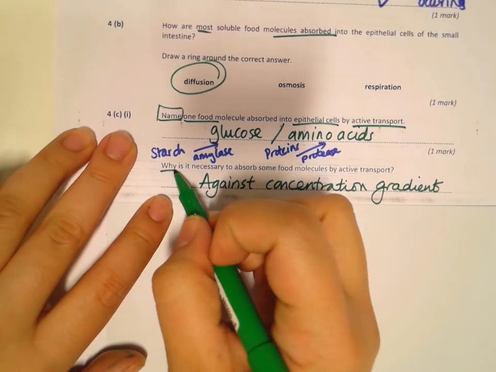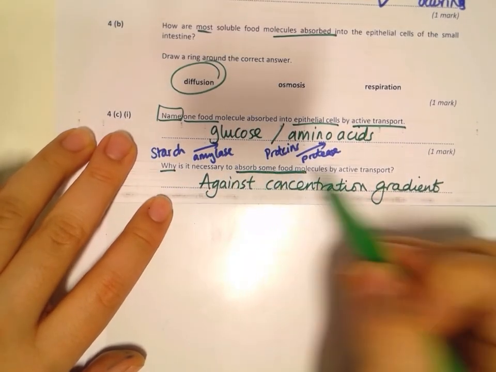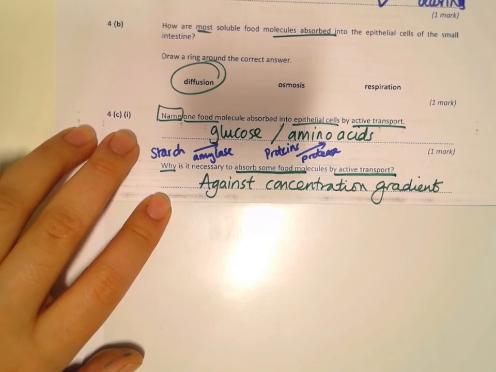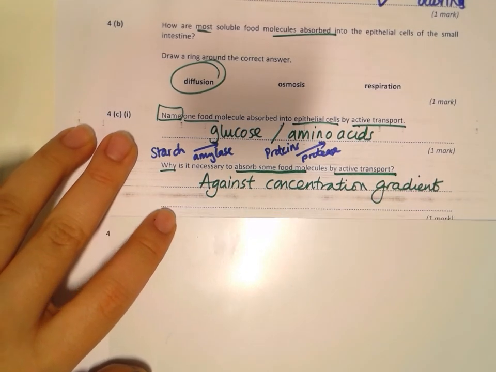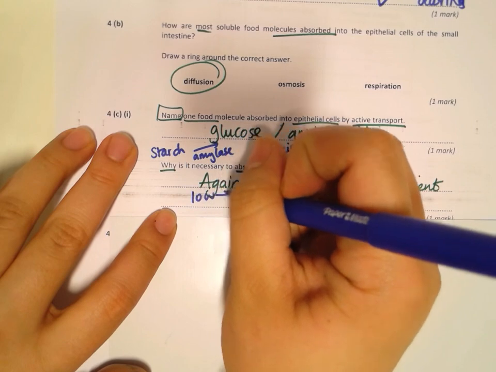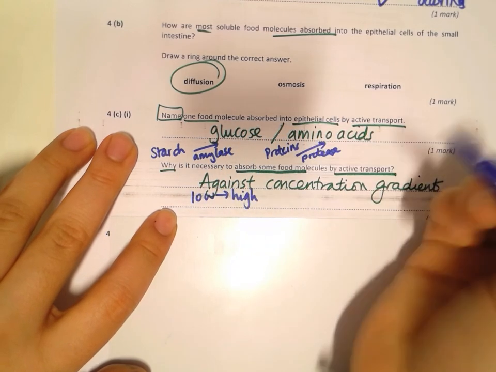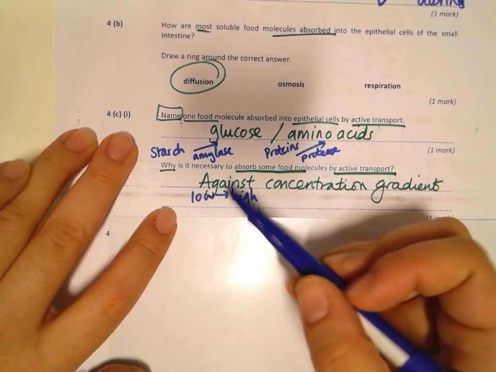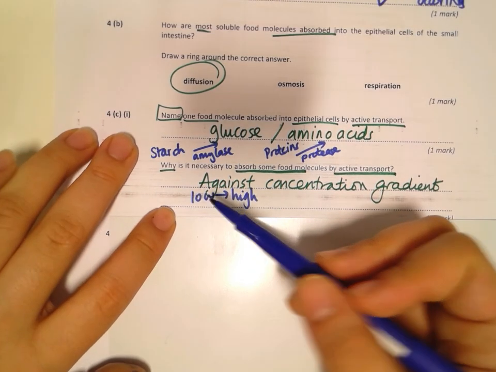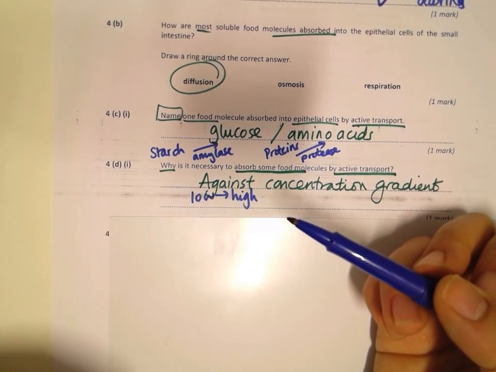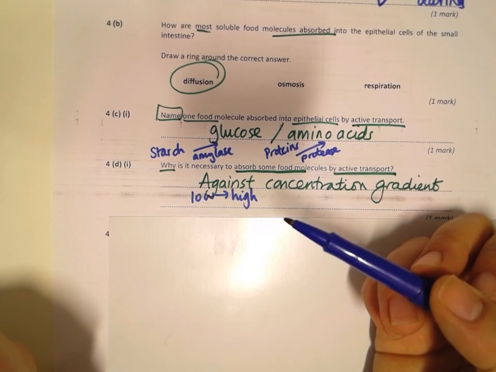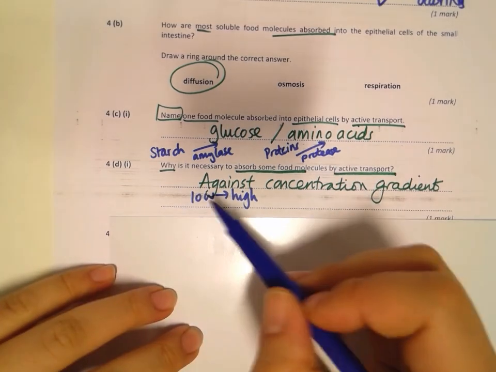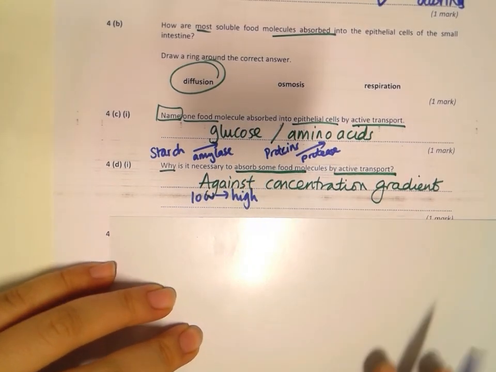And why is it necessary to absorb some food by active transport? Anytime you see the word active transport, you need to think it's against the concentration gradient. In other words, it needs to go from low to high concentration. That's why we need this process. It requires energy, and so for this process, why we have it in plant roots and why do we have it in our gut, in our small intestines, is because we are moving against the concentration gradient.